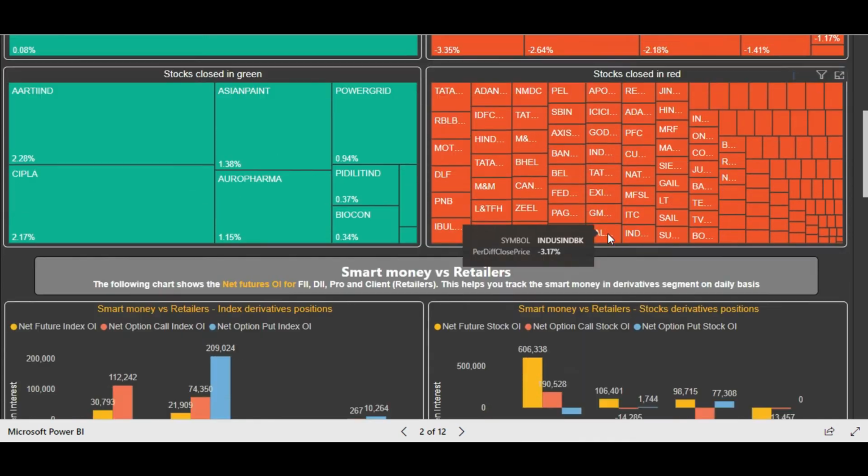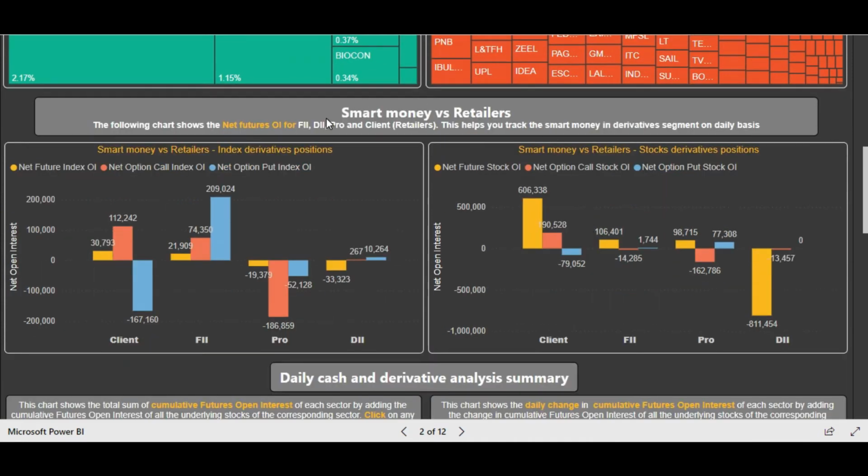Now friends, this is the section of smart money versus retailers. Every day you can track these charts of how, at a high level in the broader markets, the money was placed overall. The first chart shows you the smart money versus retailers in the index derivative positions. This graph tells you about the positions taken in the overall index. It can be Nifty, Bank Nifty and Fin Nifty combined.